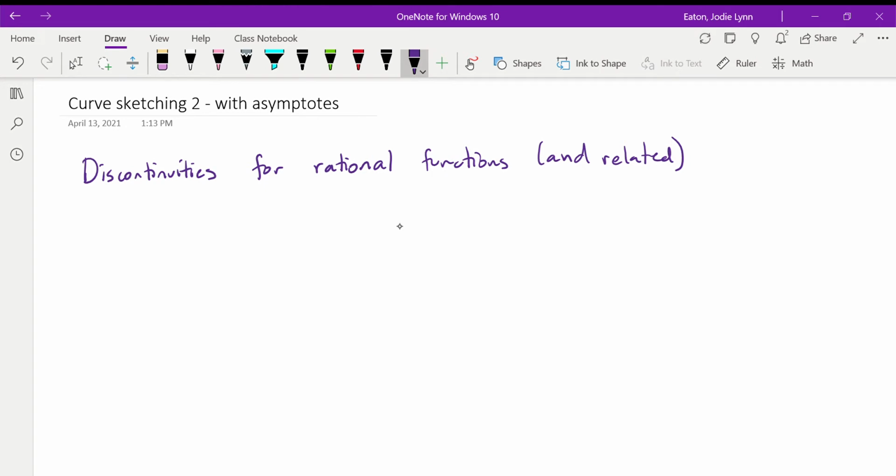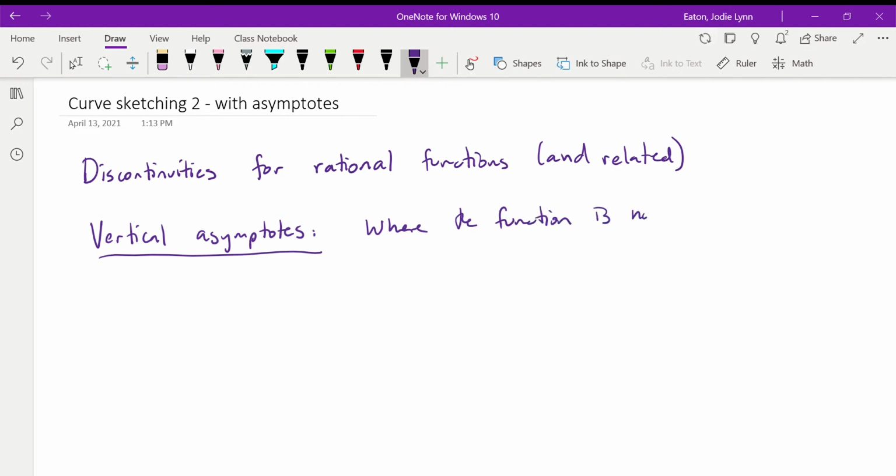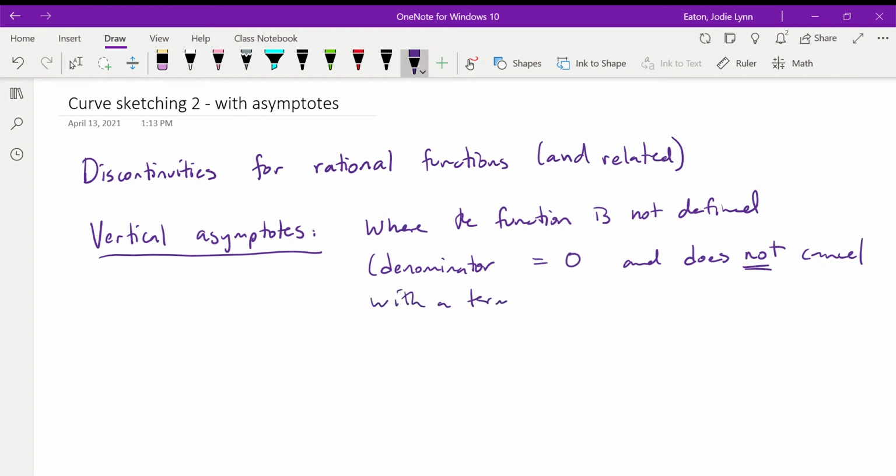Okay, so vertical asymptotes occur where the function is not defined, which is where the denominator equals 0 and does not cancel with a term in the numerator.